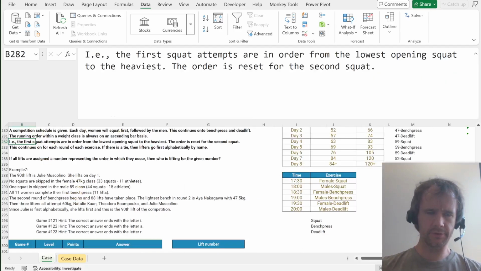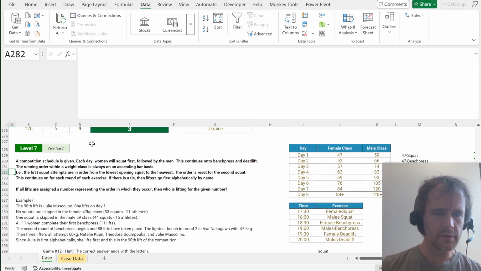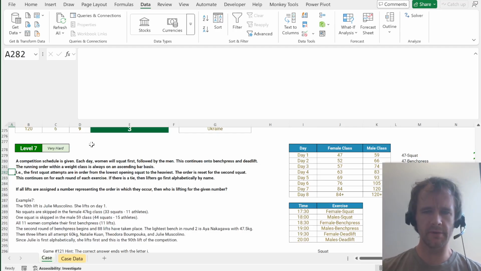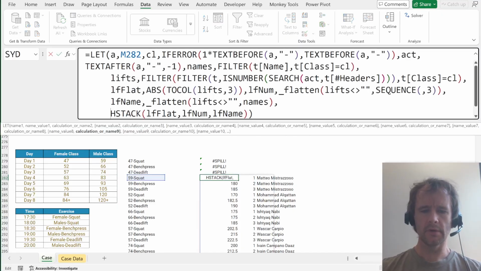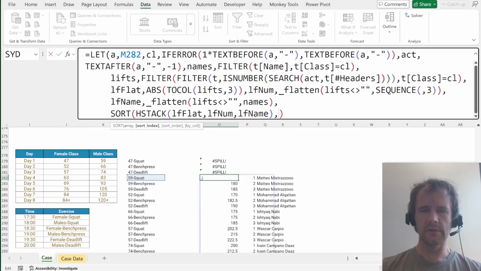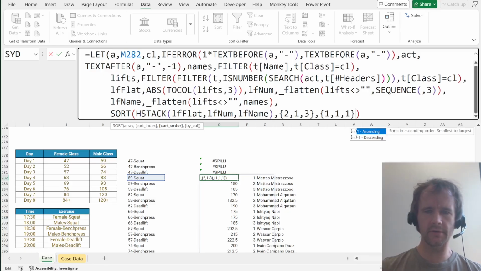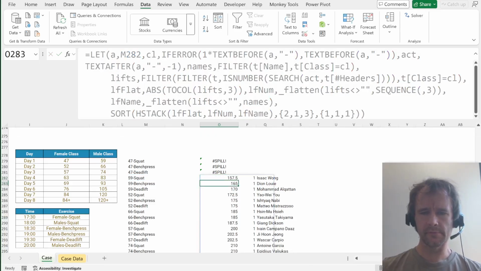So then we want to sort them, and the order is, first it's by the running order, then it's by lowest to highest weight, then by alphabetical. Okay. So we're going to sort this by, first the running order, which is the second column, then the weight, then the name. And the running order is going to be ascending, the weight is going to be ascending, and the name is going to be ascending. Okay, I didn't need that second argument, but whatever. Okay.